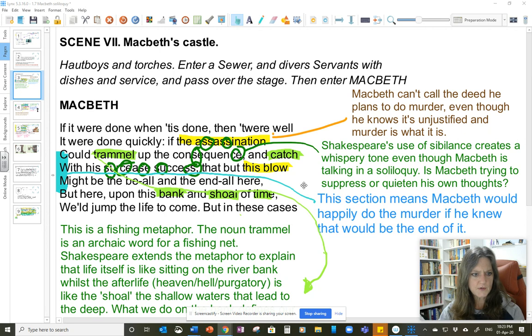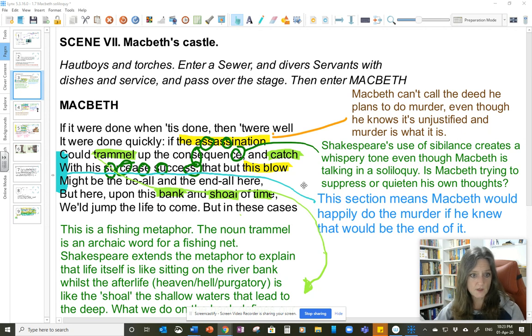And in a way, what Shakespeare is trying to say here is that life is like sitting on the bank of a river. That's like your life. So you'll do that just for a short amount of time, but then the afterlife is kind of like going into the shoal and then going out, eventually, into the deep sea. So sitting on the bank is for a short time, but going in the shallows and going out to sea, that's going to go on for eternity. The afterlife will go on for eternity.